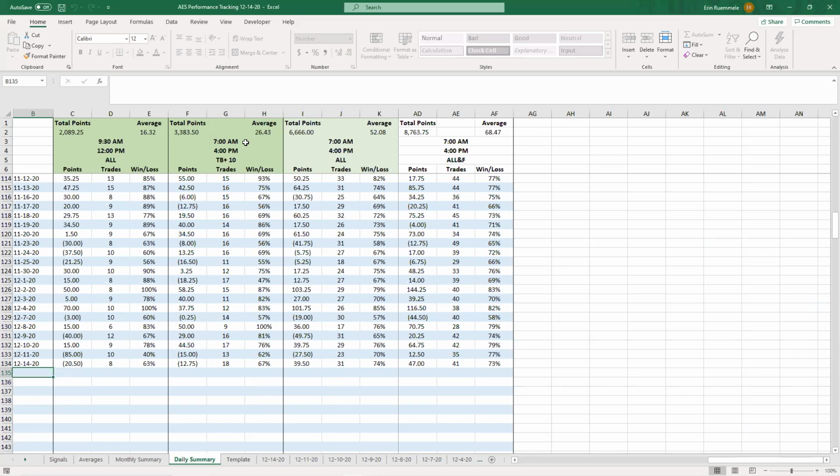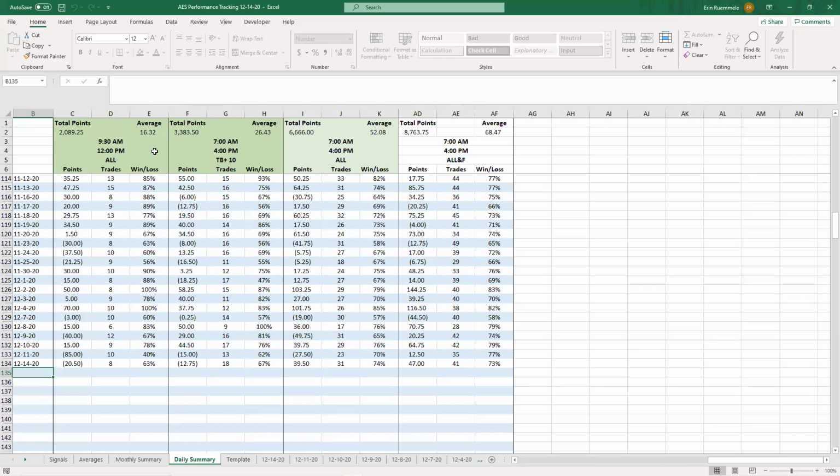And the other category that we track is a 7 to 4 trend bias and continuation. Both of these track based on using a 20-point stop and a 10-point profit target. However, once we get above 5 points of profit, so generally about 5.5 points of profit, we place a manual stop to lock in and guarantee ourselves at least 5 points.